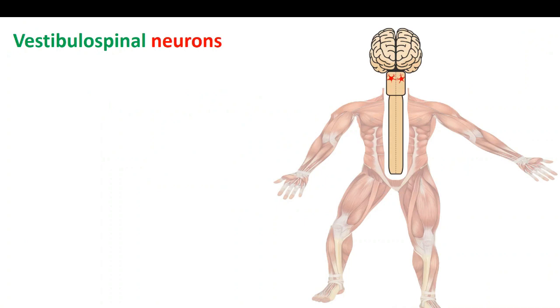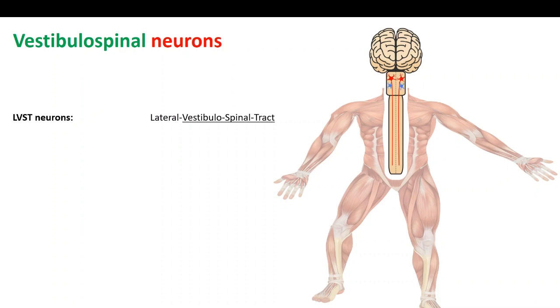Vestibulospinal neurons are a type of neuron located in the brainstem of all vertebrate animals. There are in fact different types of vestibulospinal neurons. One of them sends their signals through long arms, or axons as we call them, all the way down to the bottom of the spinal cord. We call this type LVST neuron because their axons run in the lateral vestibulospinal tract.